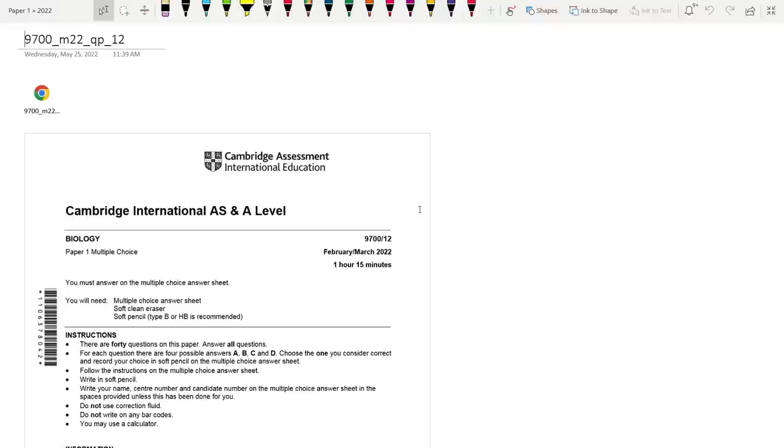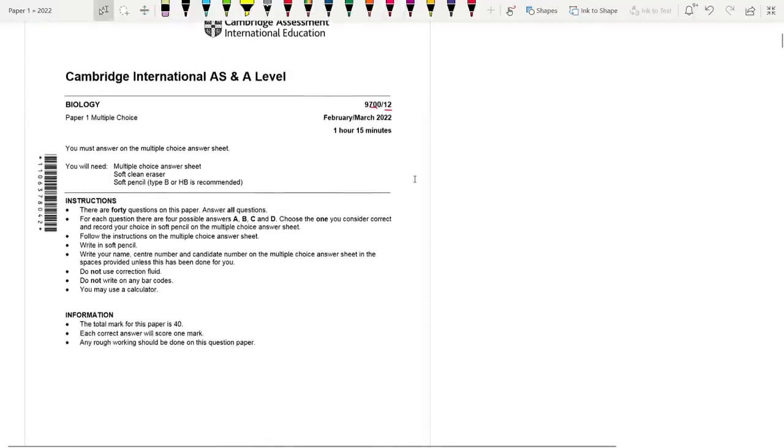Today we're gonna solve February March 2022 Biology 9700 variant 1-2. Okay, this is the latest paper. I'm gonna attach the threshold and question paper with mark scheme below in the description.